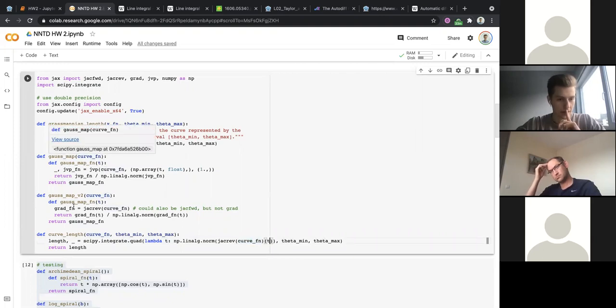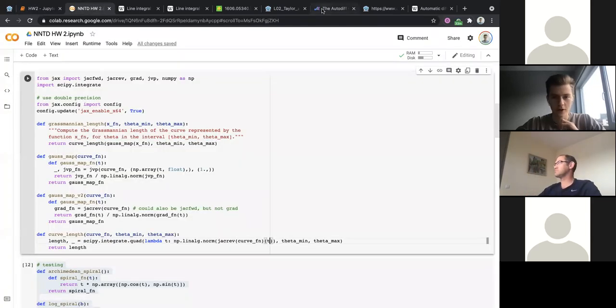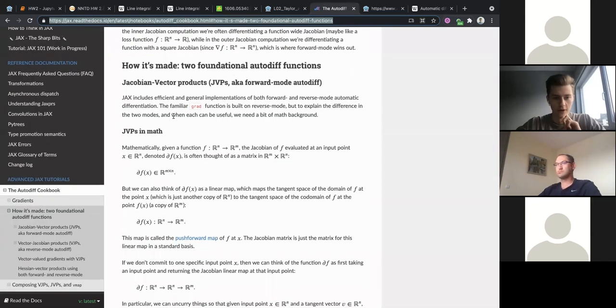And for the Gauss map, there's a thing I should discuss. So in the prompt, we were instructed that we'll probably use two calls to JAX JVP and one call to integrate. So what is JAX JVP? JVP is what we talked about before. These are the Jacobian vector products.